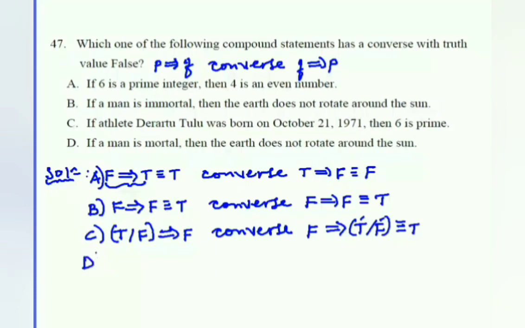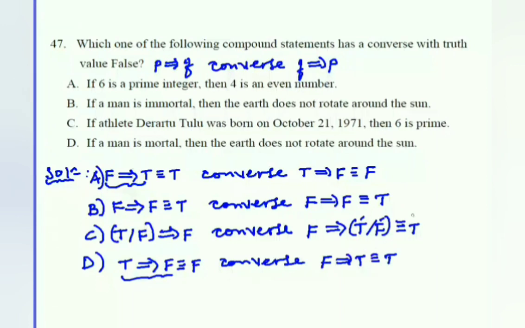The last compound proposition is: if a man is mortal, which is true, then the earth does not rotate around the sun. This is false. So the truth value of this statement is false, but we need the converse of this statement. So the statement is true implies false, its converse is false implies true, but false implies true is true. So here in this problem we are asked the compound statement whose converse is false. So this is the answer for this problem.